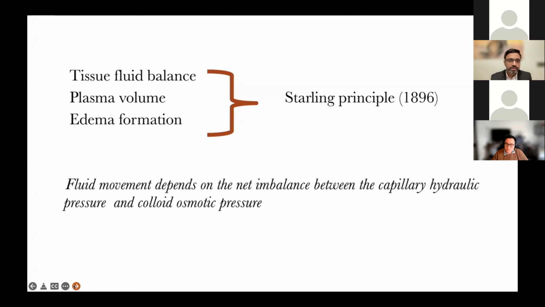The Starling principle formed the foundation, or the backbone, for explaining a lot of phenomena. How do we maintain tissue fluid balance? How is the plasma volume maintained, and how is it distributed between the intracellular, extracellular, and interstitial compartments? What is the foundation, or the cause, of edema? He postulated that fluid movement depends on the net imbalance between the capillary hydraulic pressure and the colloid osmotic pressure.